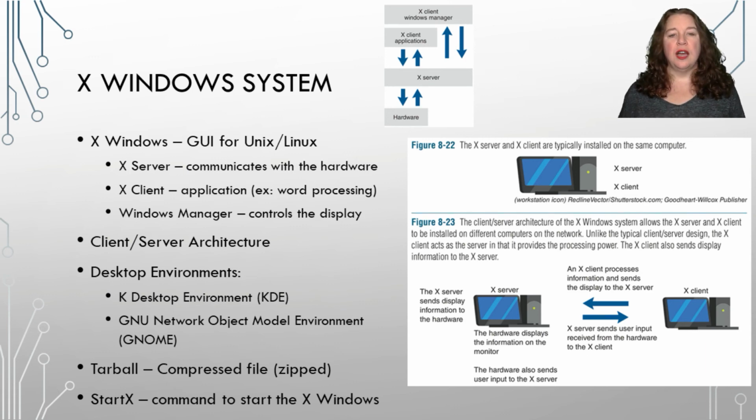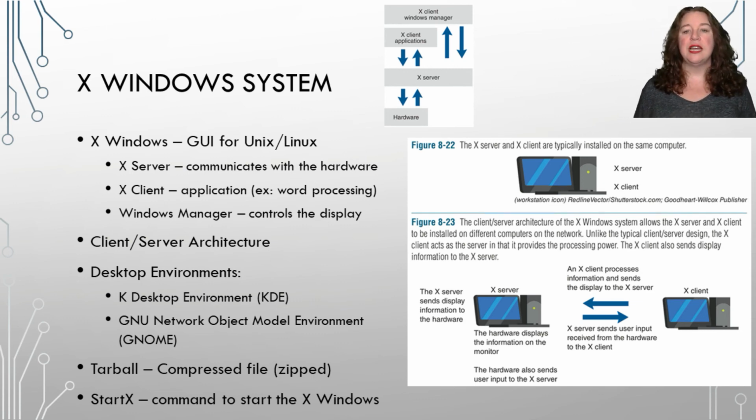X Windows uses a client-server architecture. Like I explained, you have to have a server and a client. Again, you can have them on the same machine. You can have them on 2 different machines. It's fine either way. The desktop environment that is used by the X client can use any different environment that you want, but the 2 big ones that most people use is either the K desktop environment or the GNU Network Object Model Environment, shortened to be GNOME, G-N-O-M-E, depending on how you want to pronounce it.